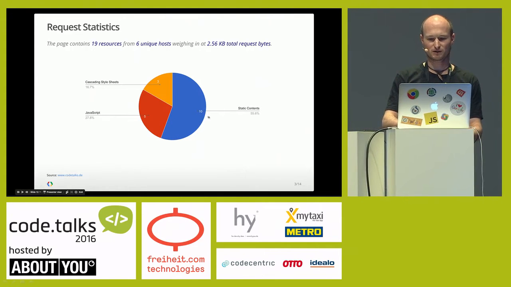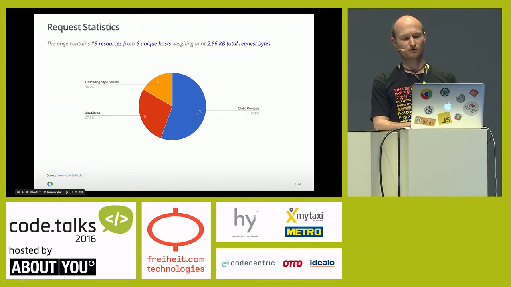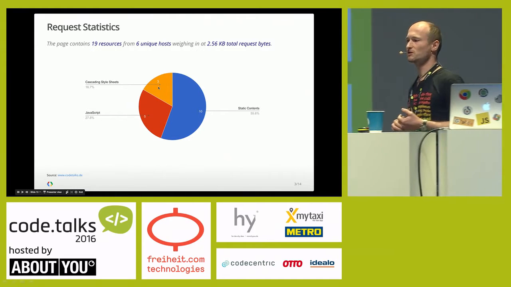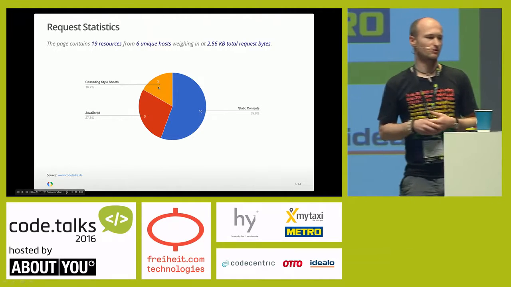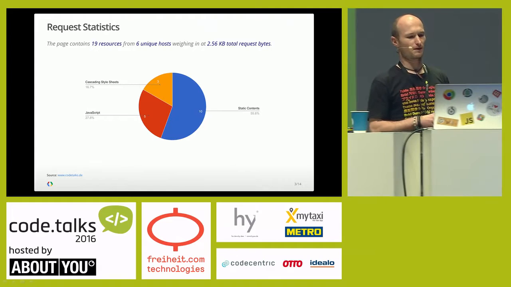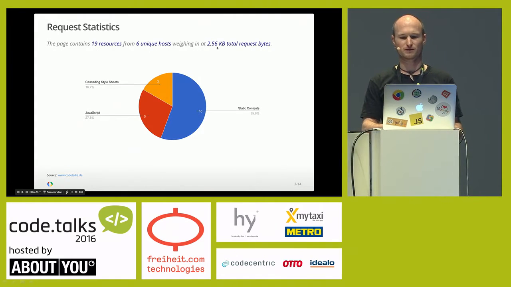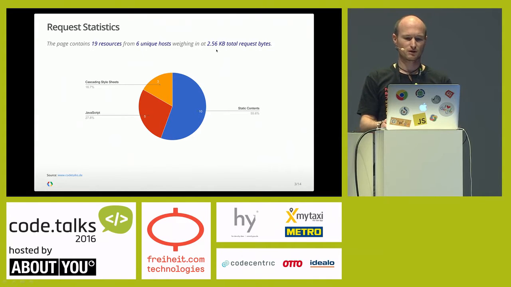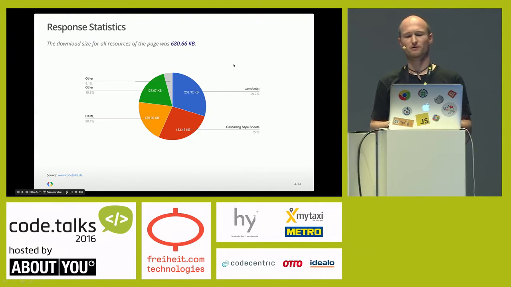You can see here the breakdown: 10 static requests, 5 JavaScript requests, and 3 CSS requests. That's not crazy. It's a smallish page, as we've seen earlier. The outgoing data, so that's outgoing, not incoming, was 2.56 kilobytes. That's fair enough. More interesting are response statistics.